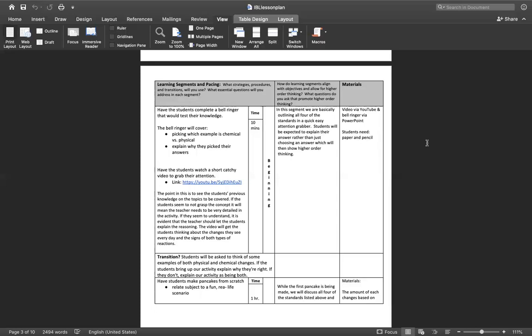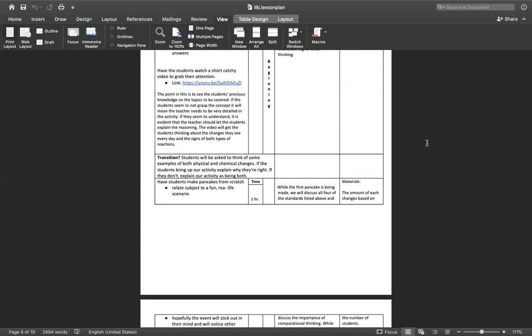And if they get it really well, like we want them to, we can just slide right into the experiment really easy. Also, in this segment, we are basically outlining all the 4 standards in a real quick attention grabber. Since we'll be expecting them to explain their answers rather than just choosing them, that's why it's higher order thinking. The only materials needed are paper and pencil.